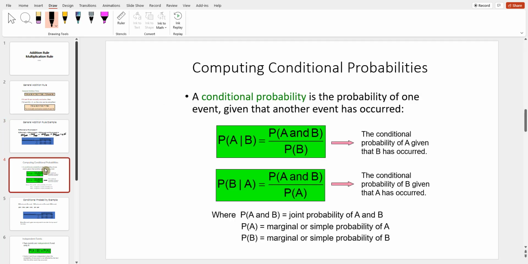A conditional probability is the probability of one event given that the other event has occurred. When you see the straight line in between these two variables, this means given that. So this will be read probability of A given that B has already occurred. To calculate this, this will be the probability of A and B divided by the probability of B. And the same thing, the probability of B given A is the probability of A and B divided by the probability of A. A and B, the probability of those will be a joint probability. The probability of A is a simple probability as well as the probability of B.